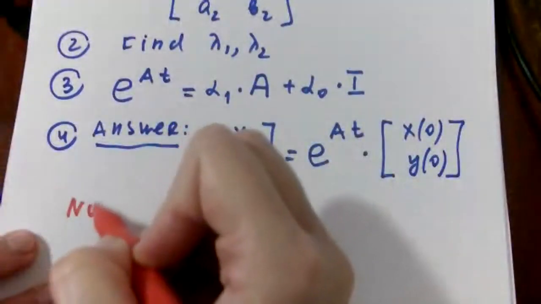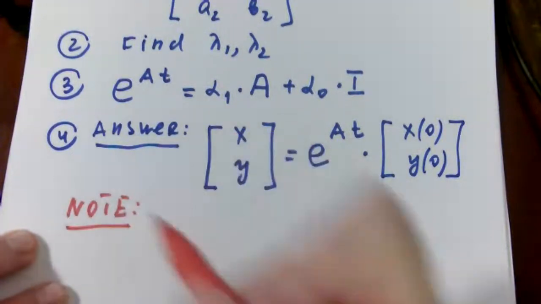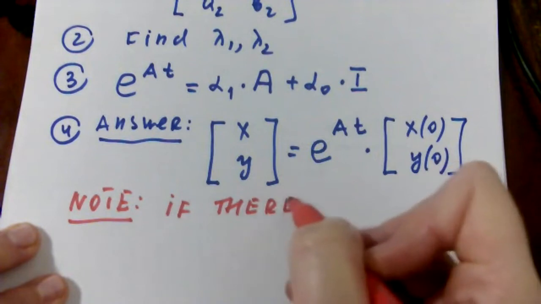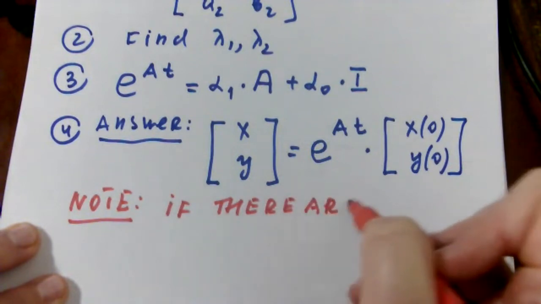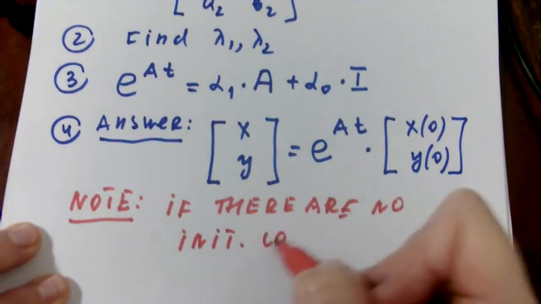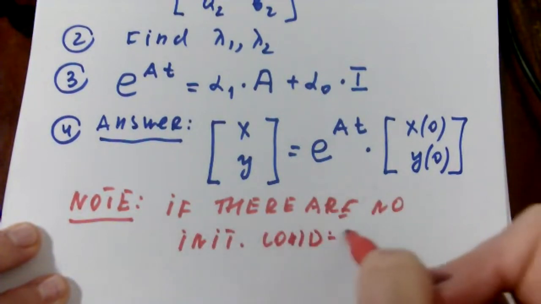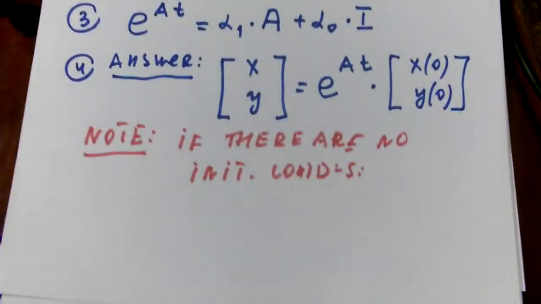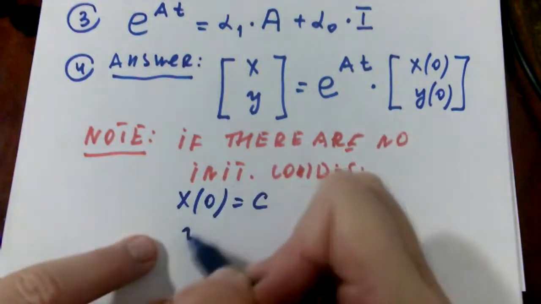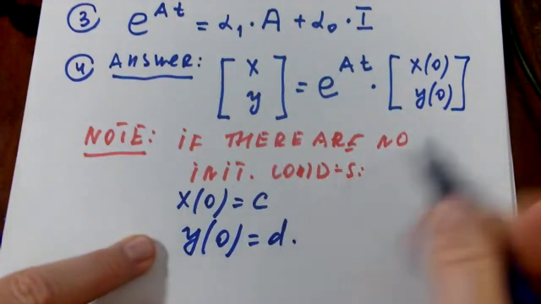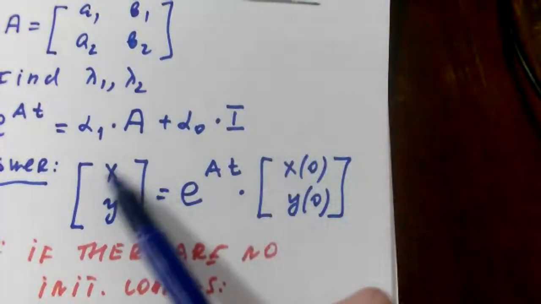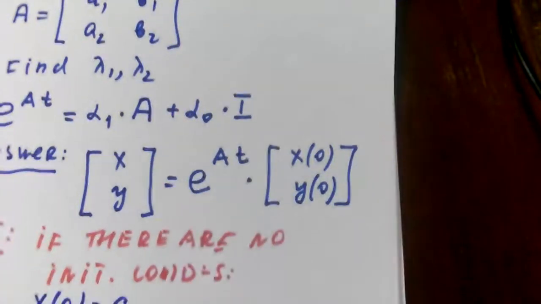So let's make a note, a very important note. That is why I'm writing it in red. If there are no initial conditions, what do you need to do? You just need to pretend they are there. So you need to substitute x of 0 as c, and y of 0 you should substitute d here. And as a result, you will get your answer, your functions x of t, in terms of c and d.